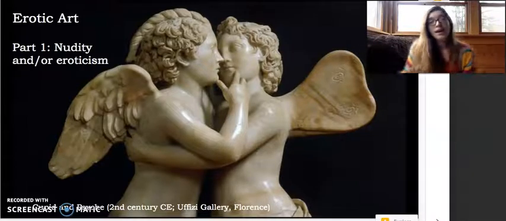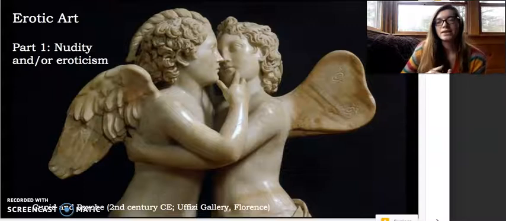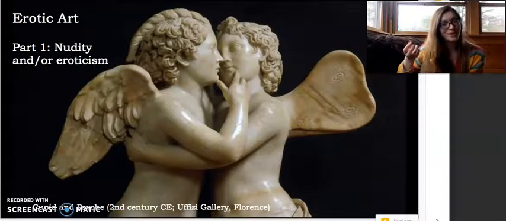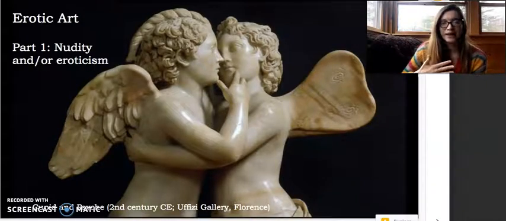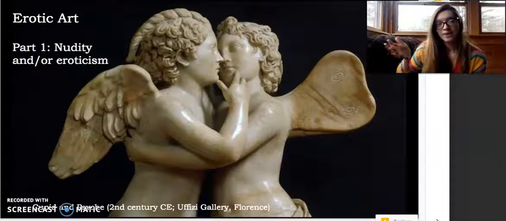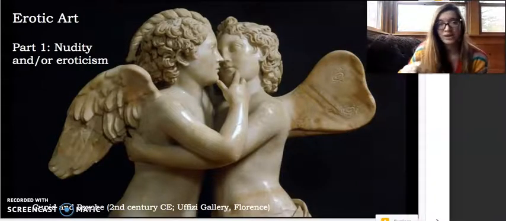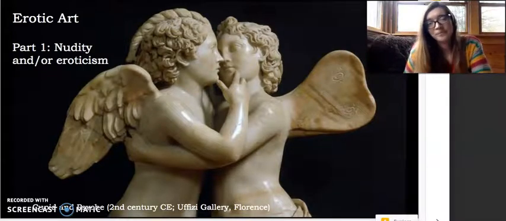So today's topic, I'm going to start out by just discussing briefly the difference between nudity and eroticism in ancient art. There isn't always a difference, but sometimes there is. And then in the next lecture, I'm going to be discussing a little bit the reception and the complicated feelings that we've had since antiquity about the way that both nudity and eroticism were treated in antiquity.